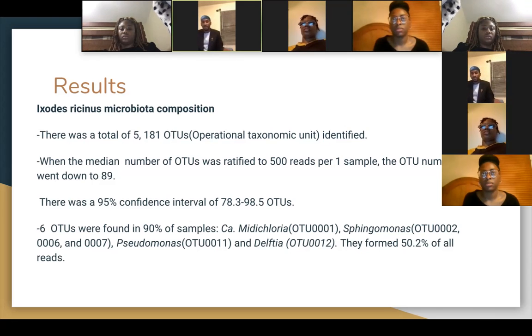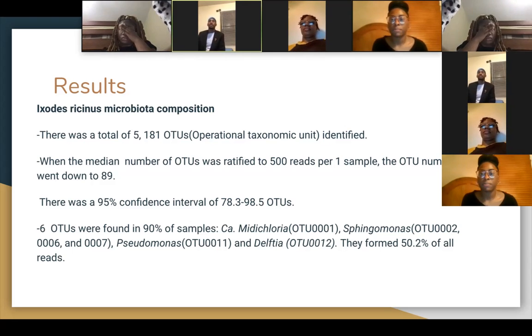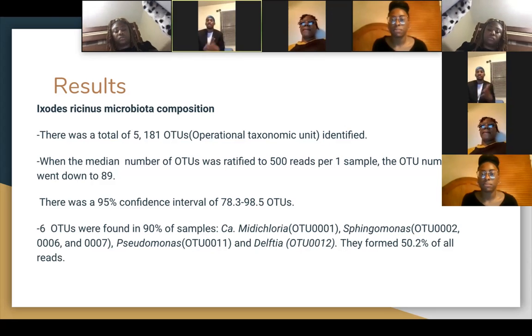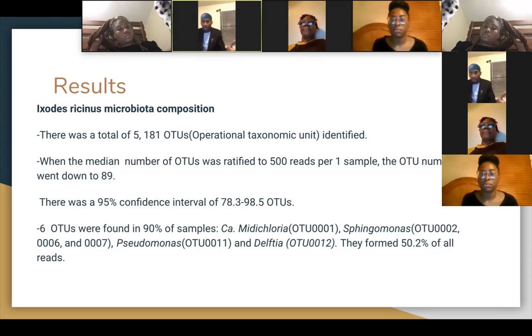Of that 5,000, a median number of 1,562 quality control reads were reached. And once that median number was verified at 500 reads per sample, the OTU number went down to 89. And this 89, of course, had a confidence interval of 95% from 78.3 to 98.5 OTUs.